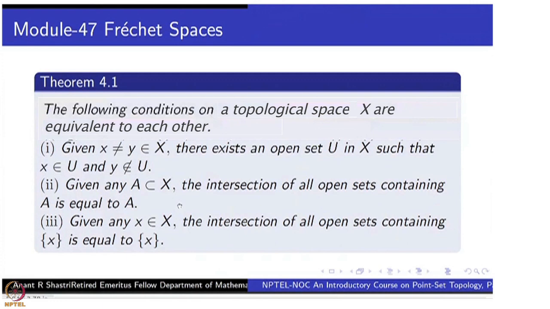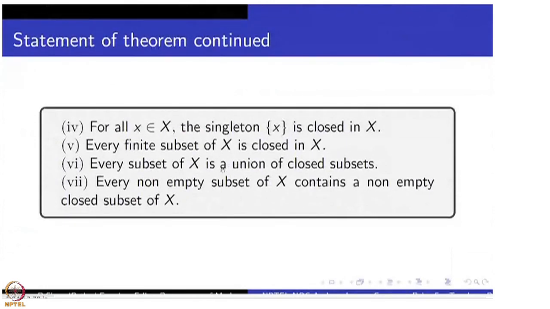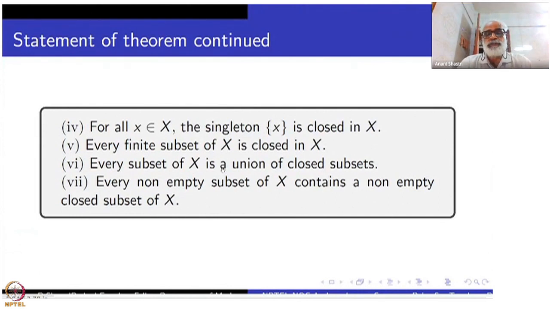I have some more statements. It's only 3 of them; there are more statements here. The theorem continues. The fourth statement says, for all X belonging to X, the singleton {X} is closed in X. This one statement is very easy to remember: all the singleton sets are closed. The fifth one says, every finite subset of X is closed. That is an easy consequence from the fourth, because a finite union of closed sets is closed.